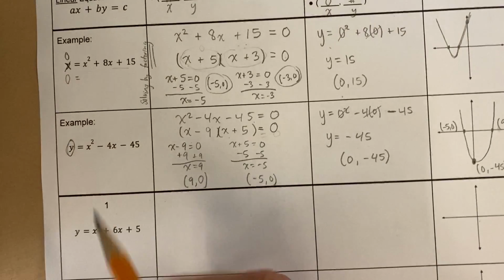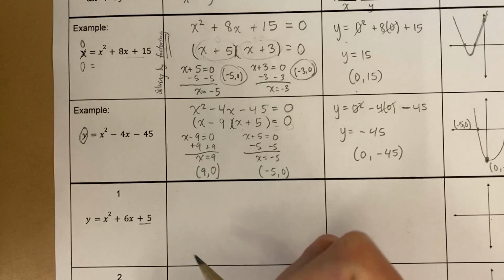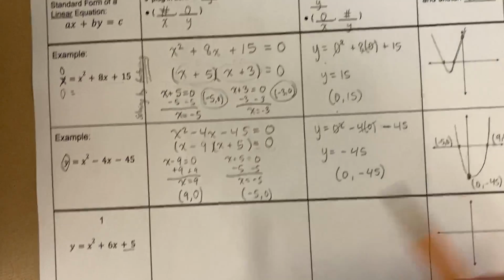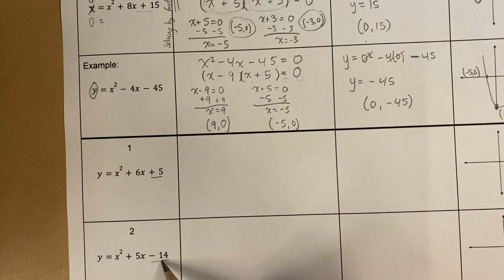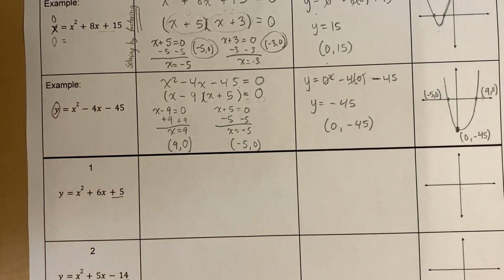Sometimes, if this is positive, then it'll look like this. And if this is negative, you'll have one positive and one negative number, because of the way that we factor, and it'll look more like this. All right, go ahead and try those out.